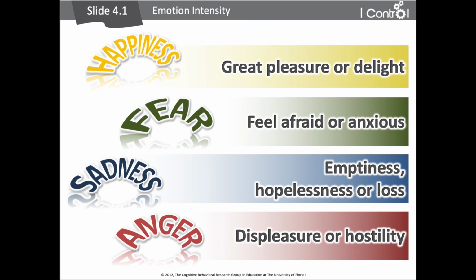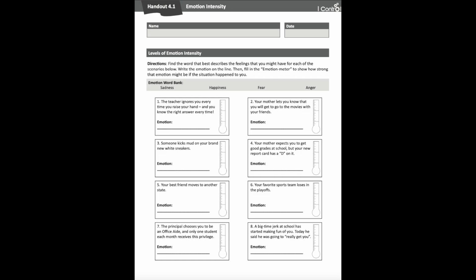In Lesson 4, you'll learn about the labels that we give the common emotions of different strengths. First, locate handout 4.1 in your student workbook so we can do a quick review that will get you thinking about how similar emotions can have different strengths or different intensities. You'll read each scenario and decide which emotion matches the scenario. You'll write the emotion on the line, then decide how strong that emotion would be for that scenario. You'll fill in the thermometer to show how intense that emotion would be. Remember, the stronger the emotion, the more you fill in the thermometer.